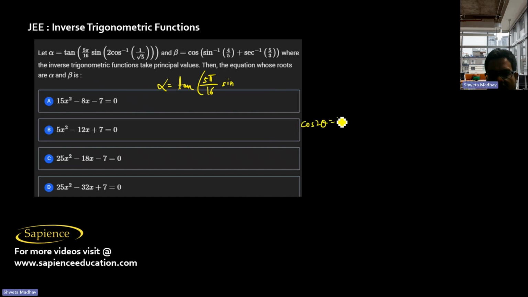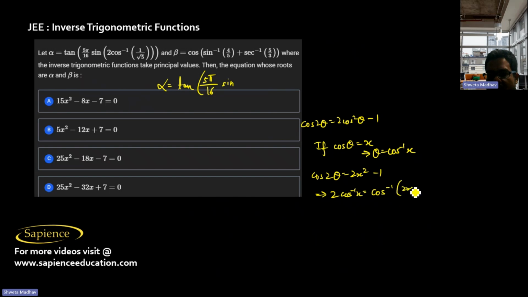cos 2 theta is equal to 2 cos square theta minus 1. So if I take cos theta as x, then theta will be cos inverse of x. Then cos 2 theta will obviously be 2x square minus 1. So it means that 2 cos inverse x, that is 2 theta, is equal to cos inverse of 2x square minus 1, I can say this.